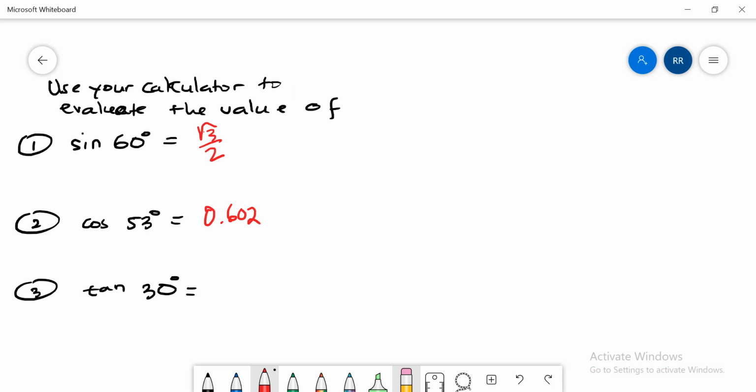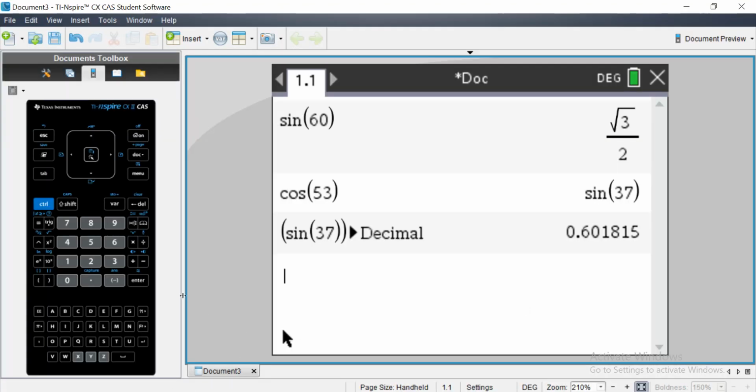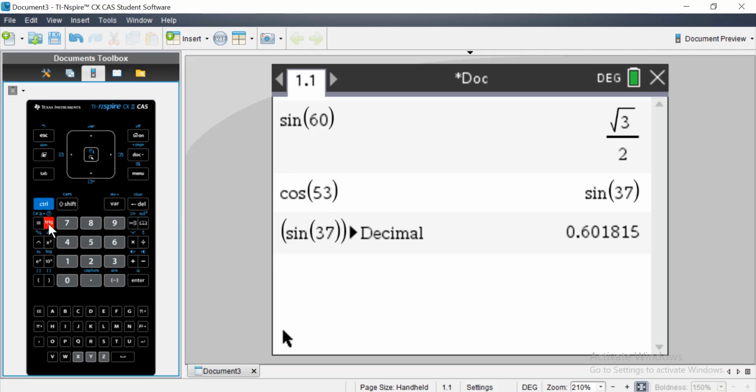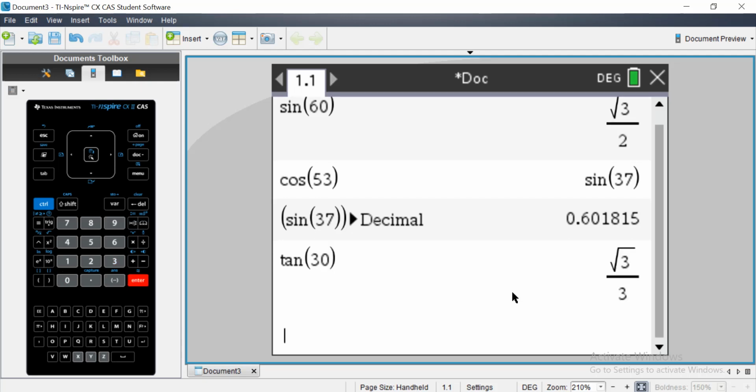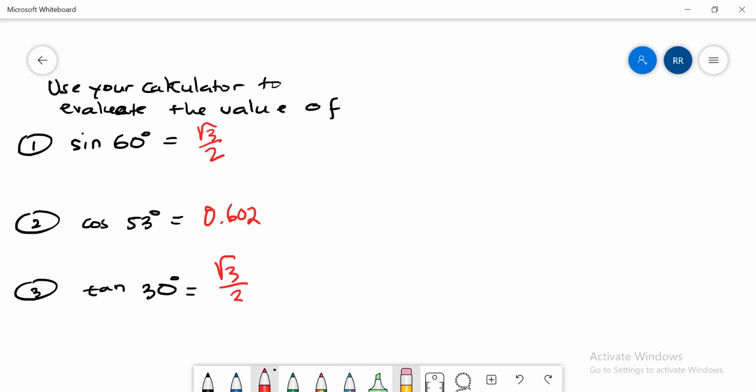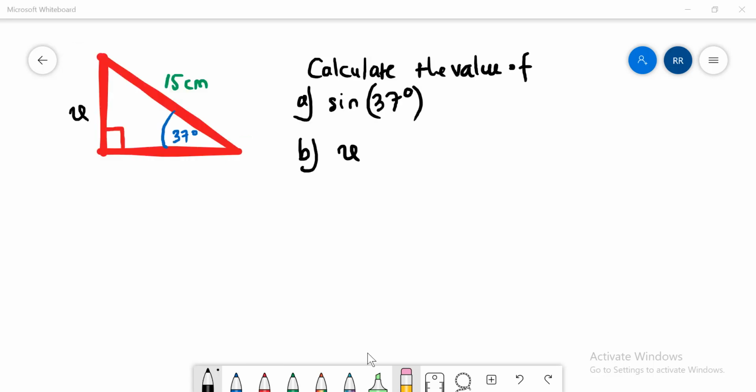And the last one is tangent 30. Again, I'm going to use a calculator. And then I will have this number, square root of 3 over 3. If you notice here, the answer can be a fraction like this, or it can be decimal. It depends on the question, whether it needs you to answer in decimals. If so, you write that in decimals, so you can just convert that into decimals.